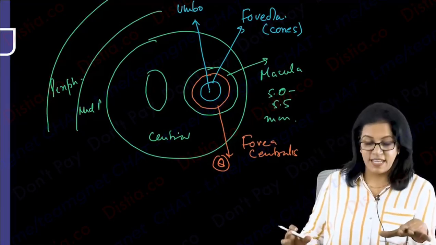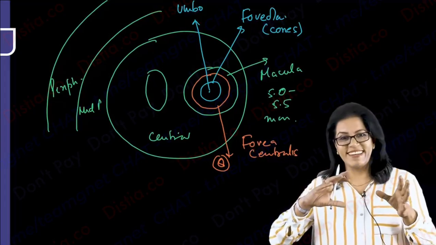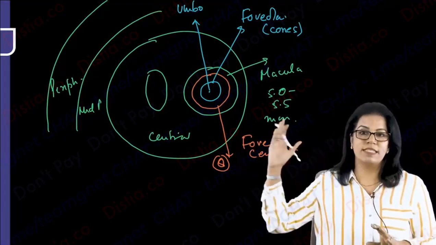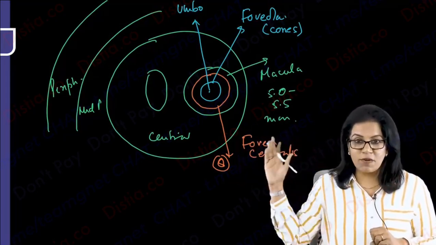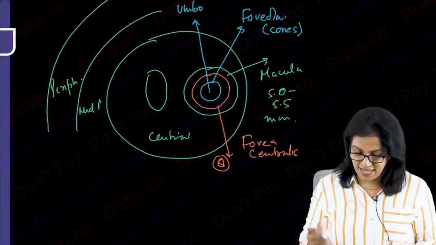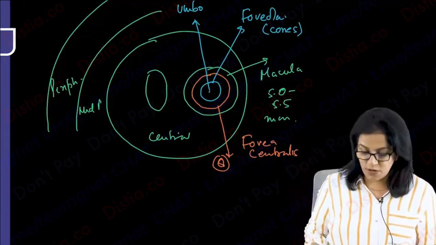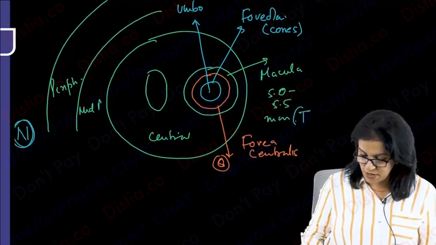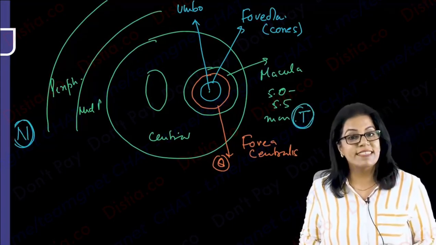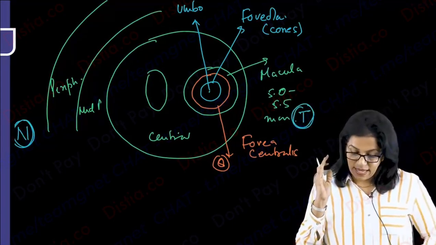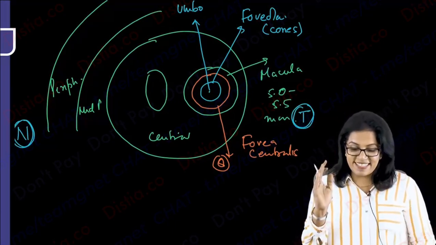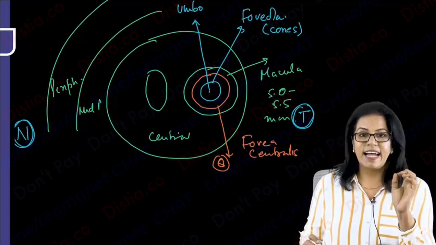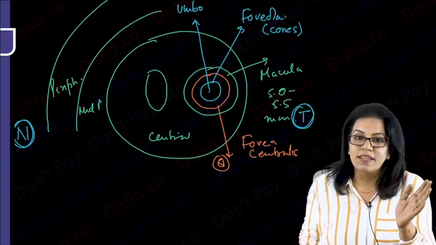So this is the structure, and everybody knows about temporal and nasal, right? Macula is temporal to the disc. When you say temporal, it is away from the nose. Nasal means towards the nose. So if this is the retina I have drawn, this becomes your nasal part and this becomes the temporal part of the retina. Isn't it? Okay. If we are saying that the disc is nasal, correct? And the macula is temporal, isn't it?